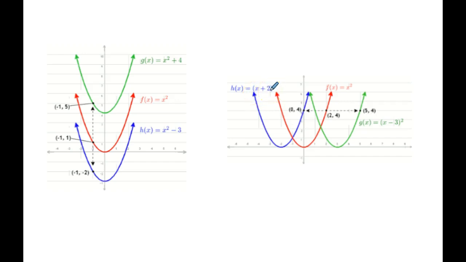If it's negative 2, that means we're going to the left on the x-axis, so that's why we have a horizontal translation 2 units to the left. The one in green, we have x minus 3 quantity squared, so it's x minus, our value is 3, which means we move to the right 3 units on the horizontal, referring to our x values.